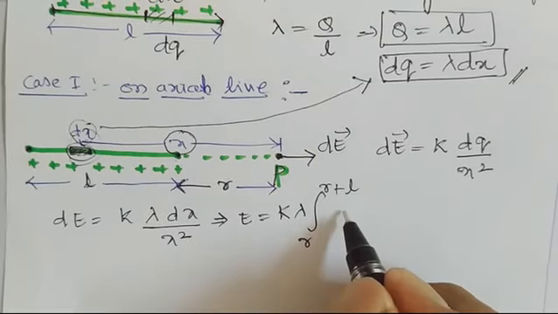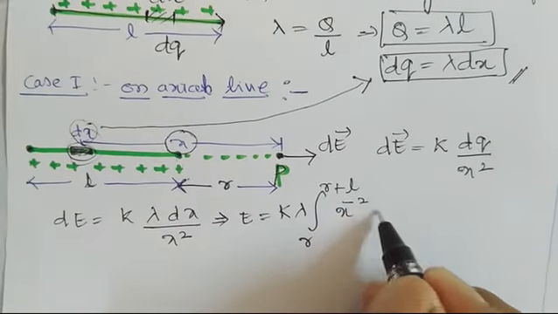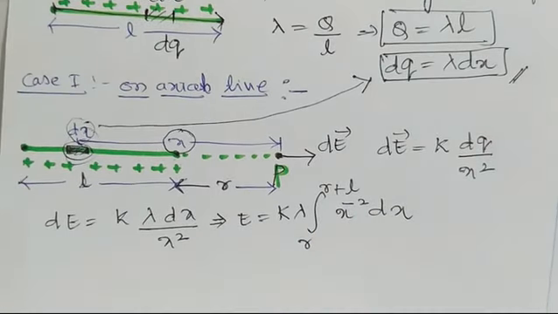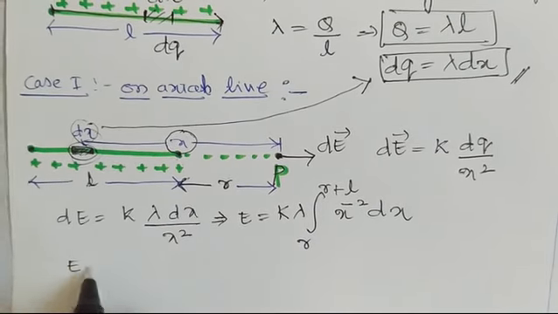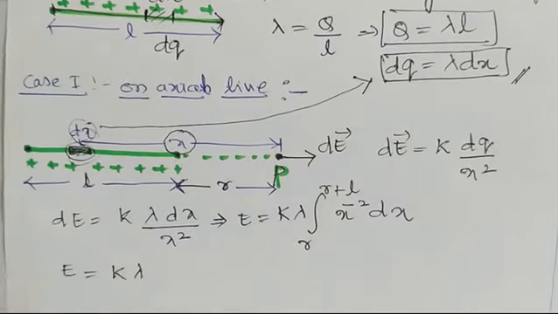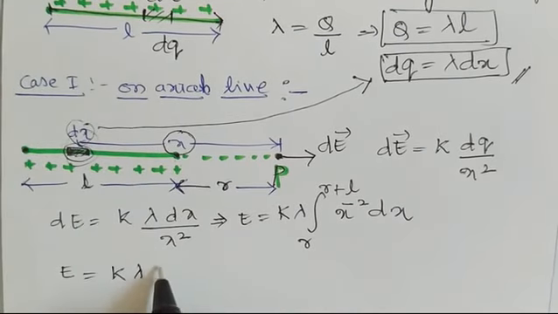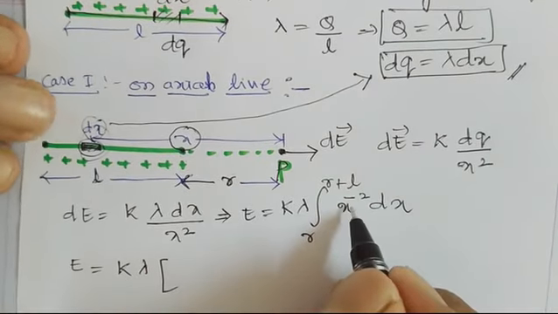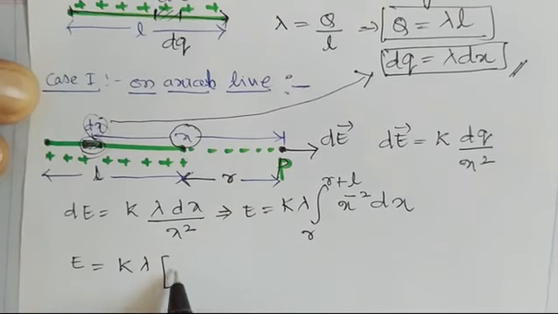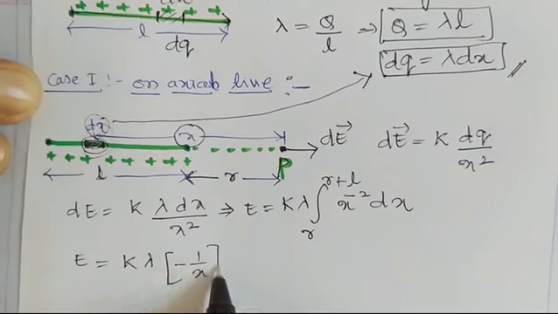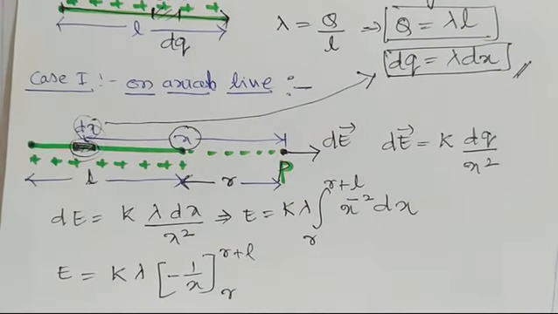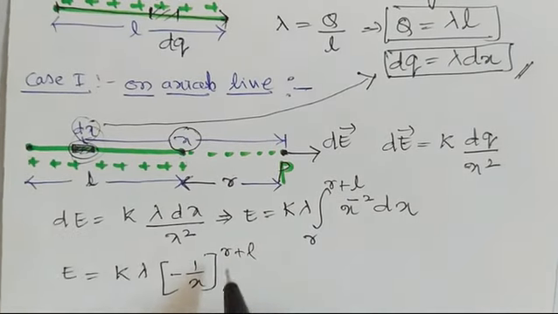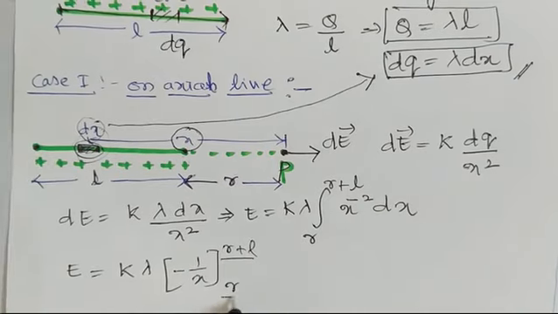Right? So what will remain? x power minus 2 into dx. So after integration, what will you get? Total electric field K lambda, right? Now after integration of x power minus 2, what will you get? Minus 1 by x, from the lower limit to the upper limit. Upper limit is r plus L, lower limit is r.